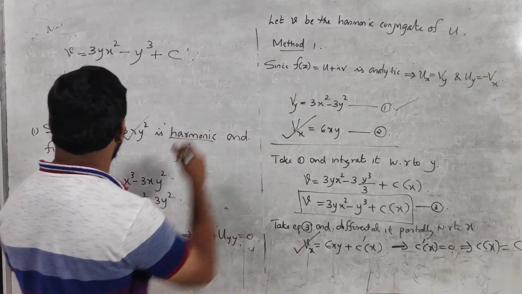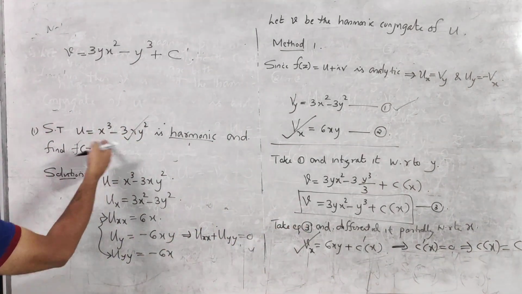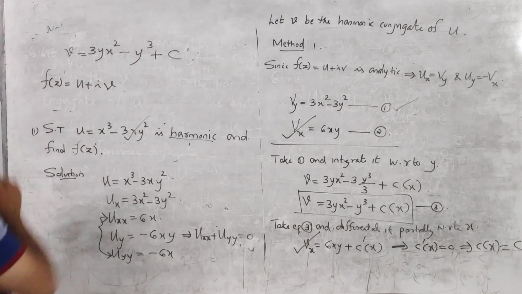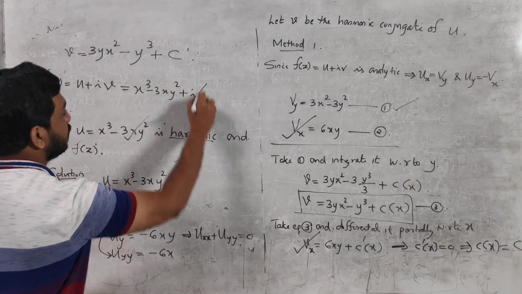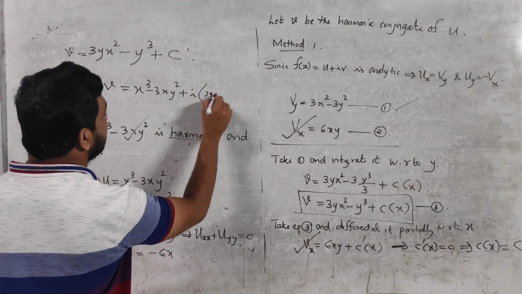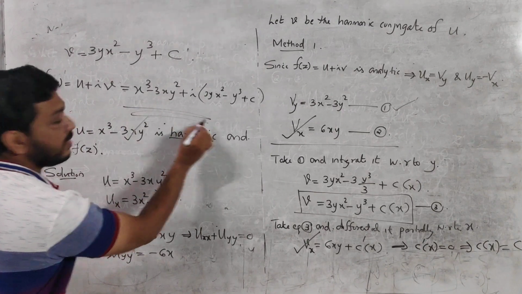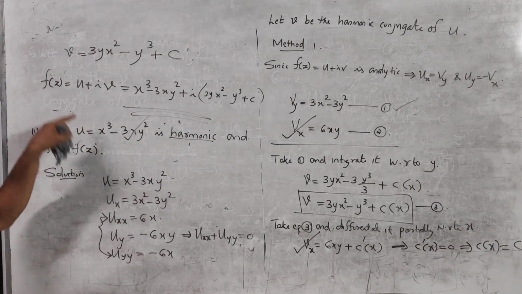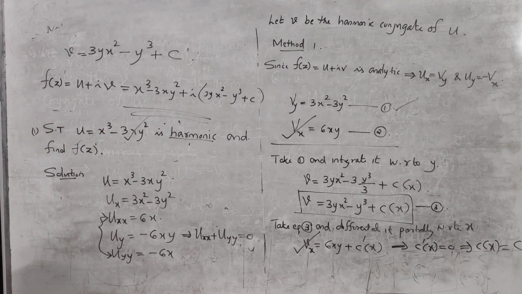After getting u and v, it is very simple to write f of z. All of you know f of z is u plus iv, correct? So that is equal to x cube minus 3xy square plus i into 3yx square minus y cube plus c. This is the function. This is another kind of question: given u, how to compute the harmonic conjugate v or the analytic function f of z.